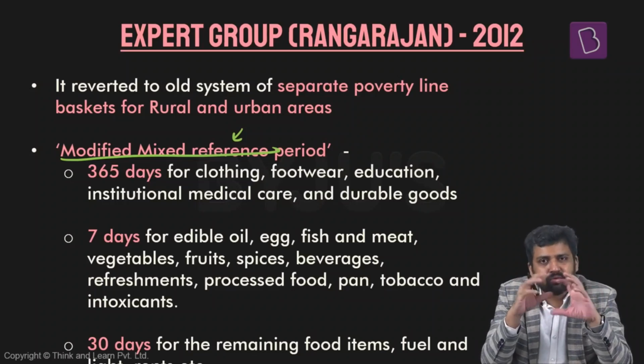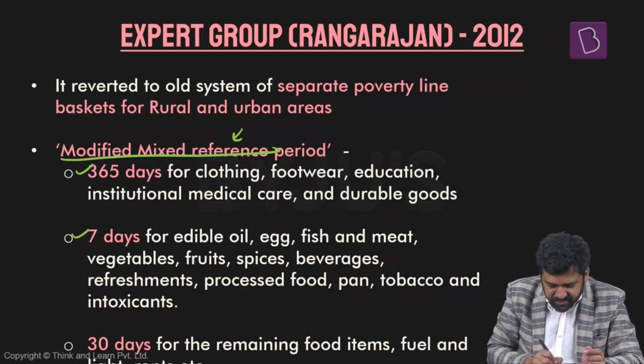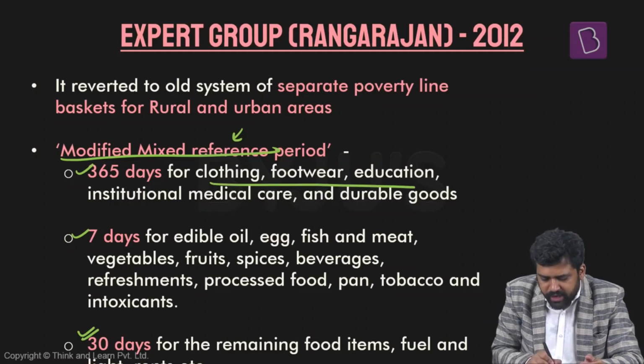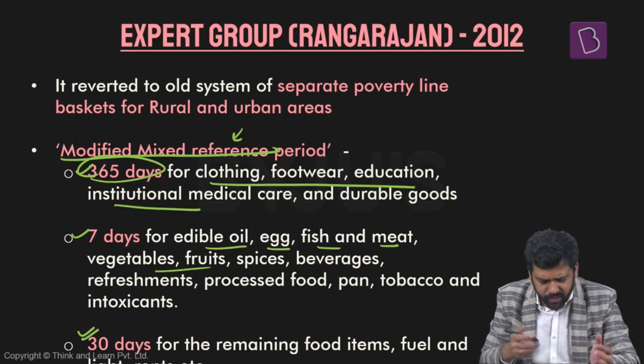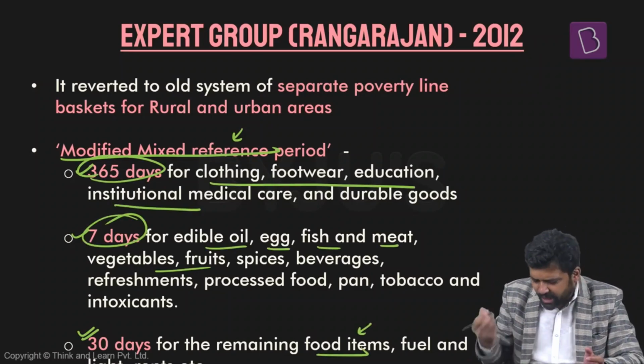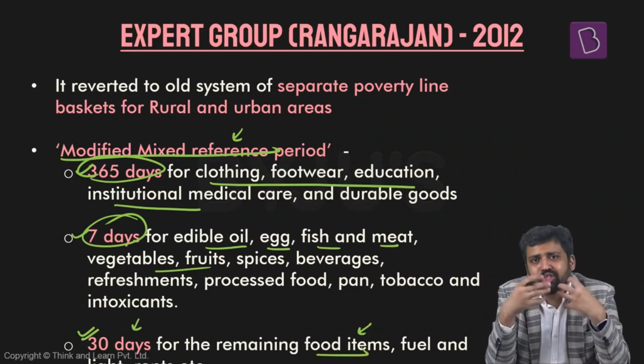Now, the rationale behind this: some kinds of goods, right, their prices keep on fluctuating quite frequently. Include those items within the 7-day reference period. Some items it is 365 days, some items it is 30 days. So for clothing, footwear, education, medical care, durable goods, the reference period can be 365 days. For edible oil, egg, fish, meat, vegetables, right, these prices keep on changing quite frequently. The reference period can be 7 days. For remaining food items, fuel and other things, keep it 30 days. Right, so you are now including more items and you are making your calculations much more representative of the reality.